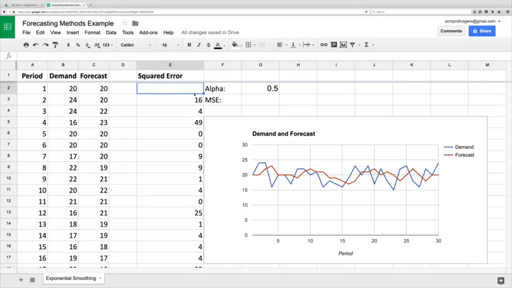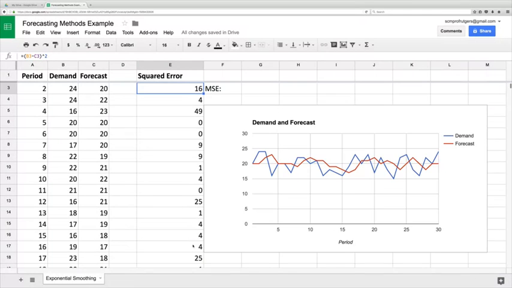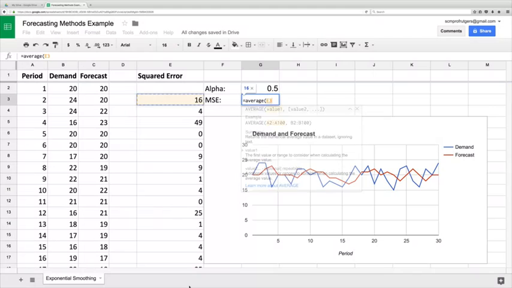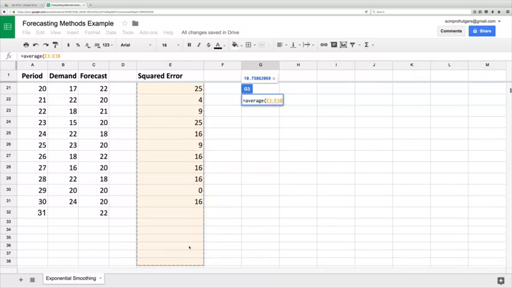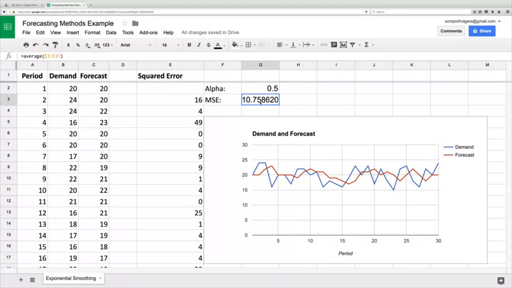Now I'm not using the very first period because this was just an estimate, and it has nothing to do with exponential smoothing. So in period 31, we also don't have any demand data, so I didn't calculate a squared error for that. But we have anything from period 2 all the way through period 30. So the mean squared error becomes the average of all those error values. Okay, up until here. And it's about 10.75.